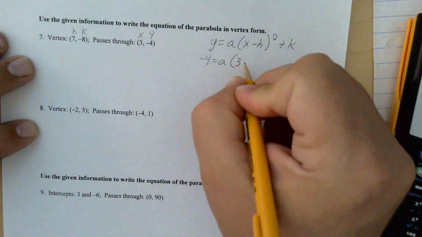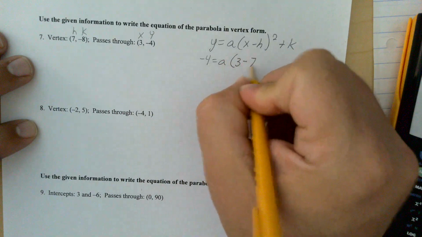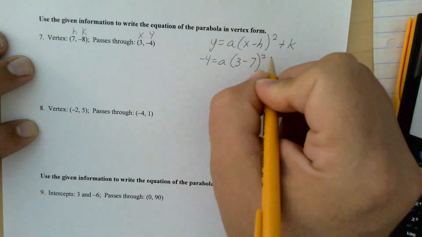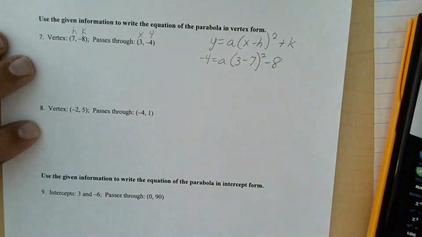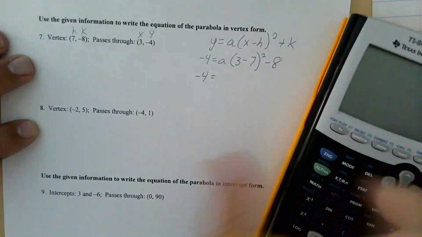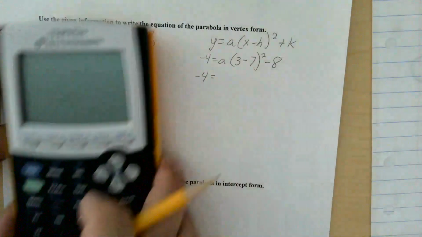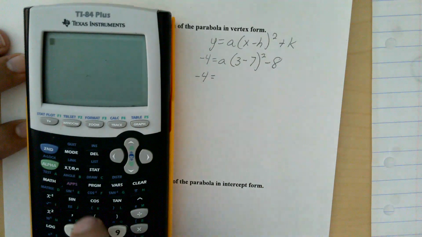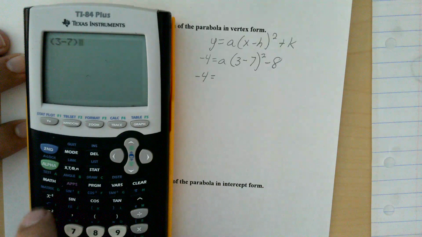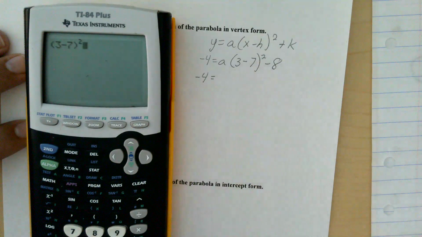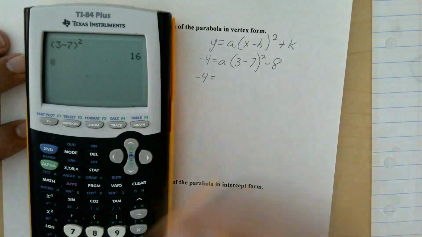The a we don't know. We know x is 3. We know h is a 7, so 3 minus 7 squared. And then k is a negative 8, so I can just say minus 8. Okay? And it should be relatively easy to solve for a. So if you need a calculator, I know this is going to be 16, but if you can't see that, then go to your blank screen on your calculator, use parentheses, and type in this part, 3 minus 7 squared. The calculator tells me 16.